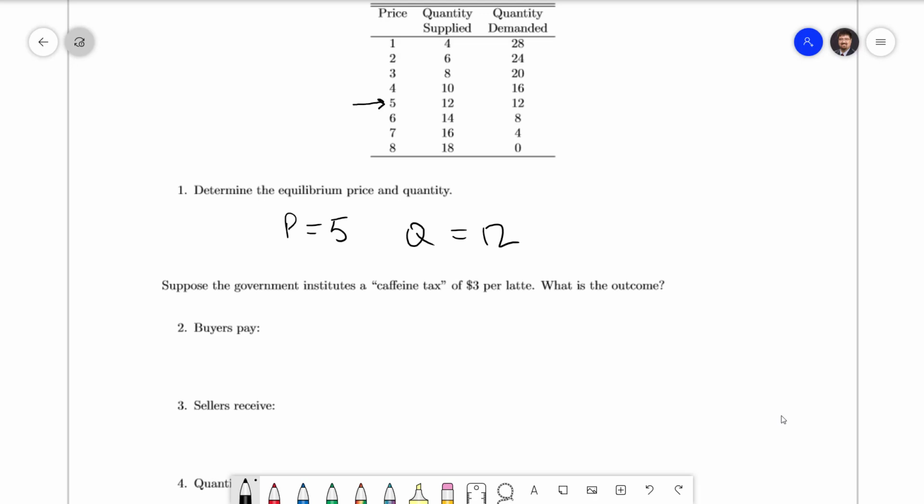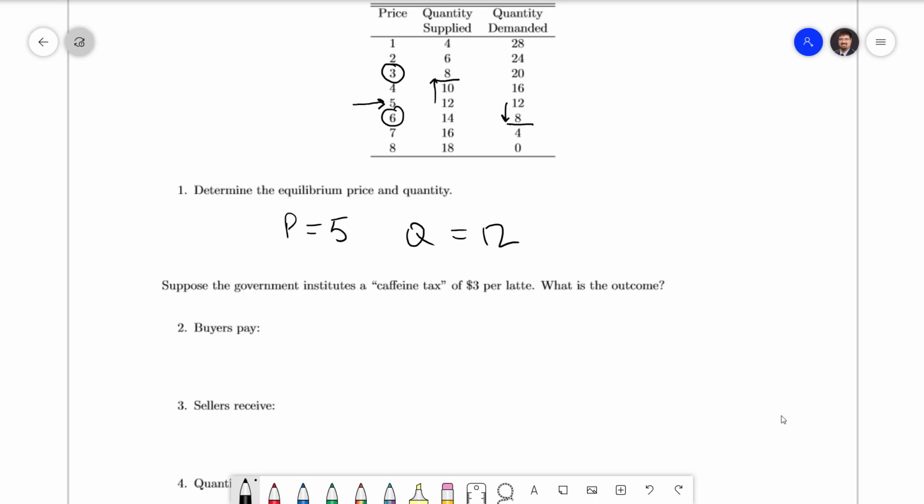Now suppose the government institutes a caffeine tax of $3 per latte. Let's see what happens. Just like we did in the graph version, we need to find the quantity that is demanded at a price $3 higher than it is supplied. So starting from our equilibrium, on the supply side of things, we want to go up the chart, and on the quantity demanded side, we want to go down the chart to find that tax wedge. We need to find quantities that match up that are $3 apart. What we see here is that at a price of 3, we have 8 quantities supplied. At a price of 6, we have 8 quantity demanded.